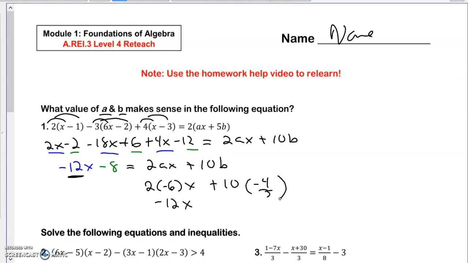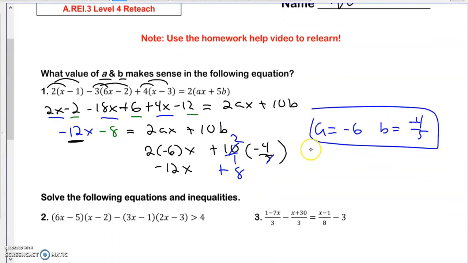Let's see if this works. Keeping in mind this is over 1, this would come out to a 2. Aha! So plus 8. So now I know that A is going to be negative 6 and B is going to be negative 4 over 5. Taking a look at the next one.